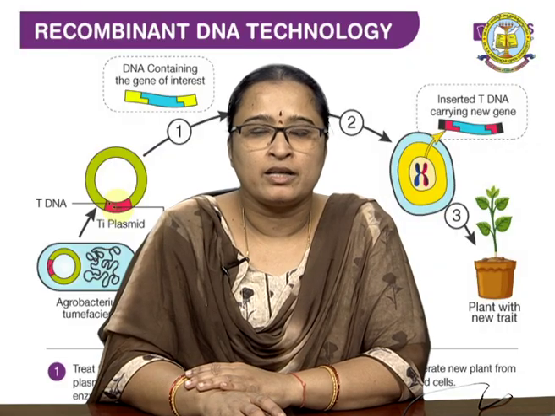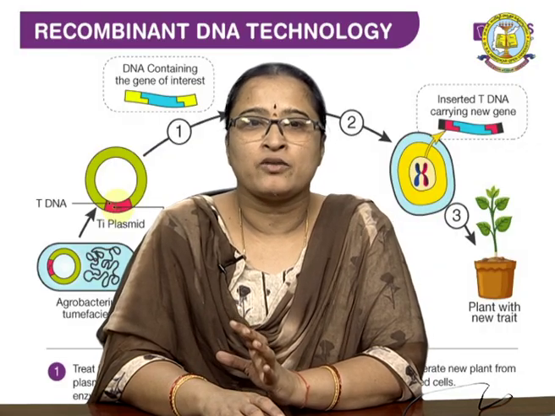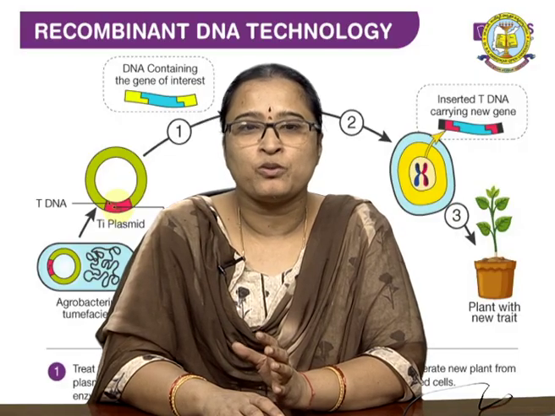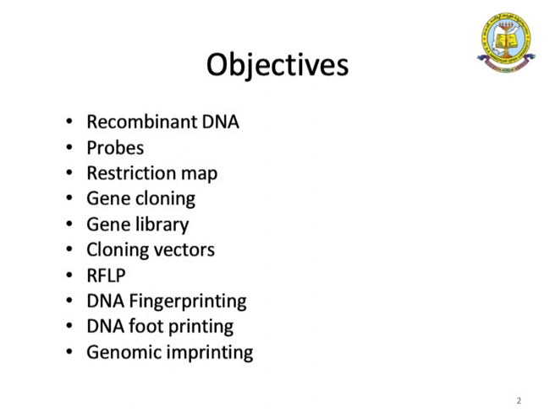What is rDNA technology? How many objectives are involved? The first is how to use the probes, restriction enzyme map, gene cloning, gene library, cloning vectors, DNA fingerprints, and DNA footprinting. The last one is genomic mapping. These are the objectives of rDNA technology.